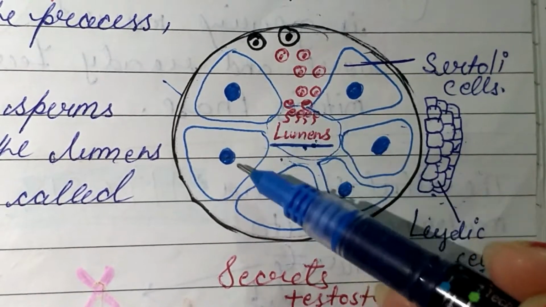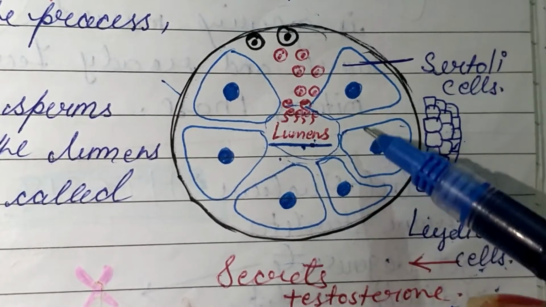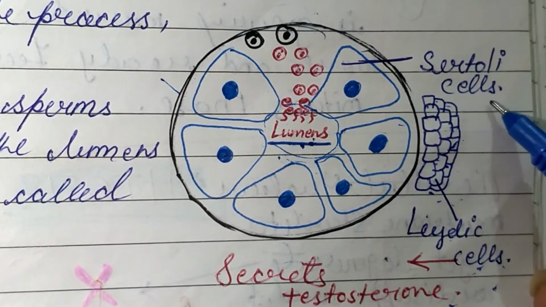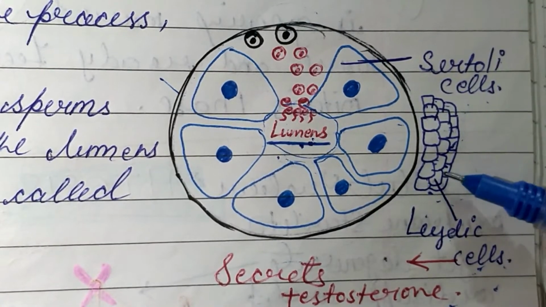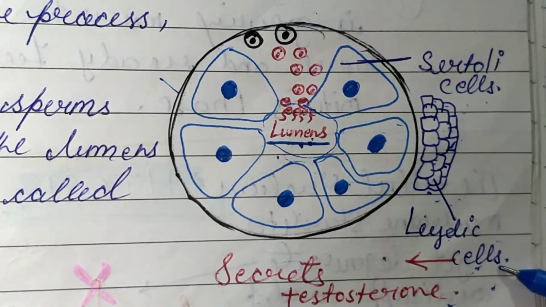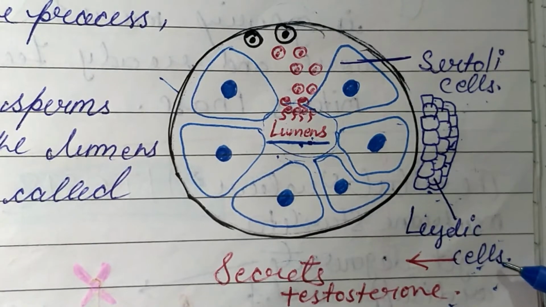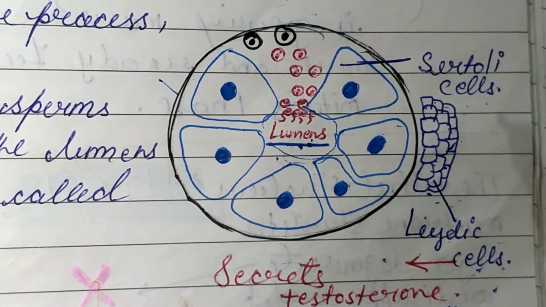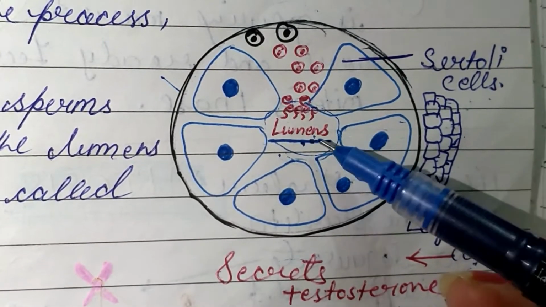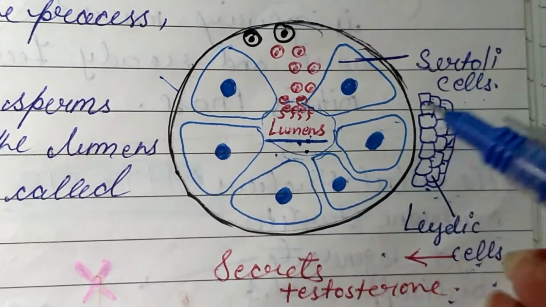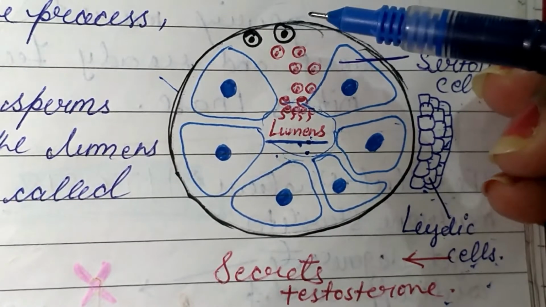Inside this wall you can see some cells which are called Sertoli cells, and outside of this wall there are cells called Leydig cells, which help in the production of the male sex hormone, that is testosterone. And this gap present over here is called the lumen.